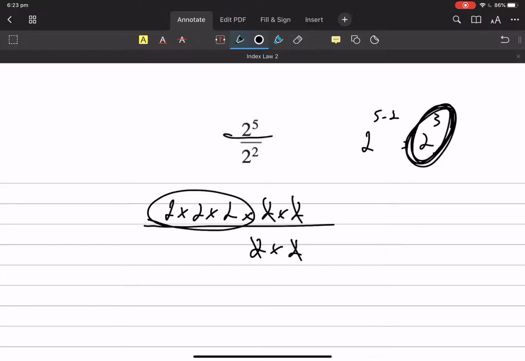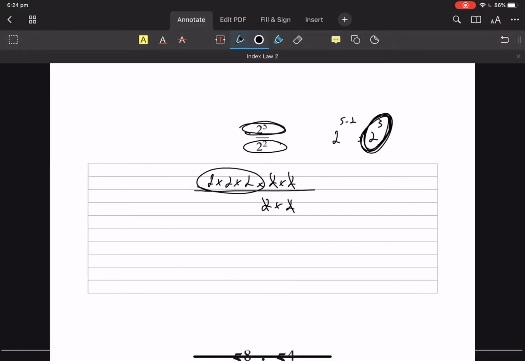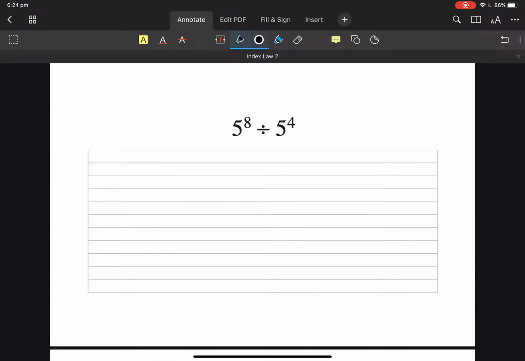I'm going to say, on the numerator, how many 2s do you see? On the denominator, how many 2s do you see? After they've cancelled, how many are left over? So if there's 5 on the top and 2 on the bottom, there's going to be 3 left on the top. And that's where we get the 3 as the power.